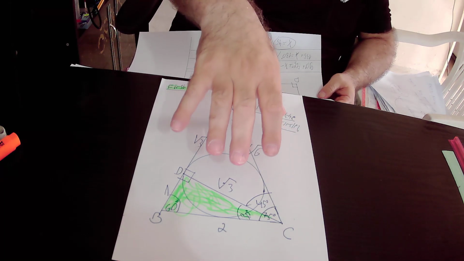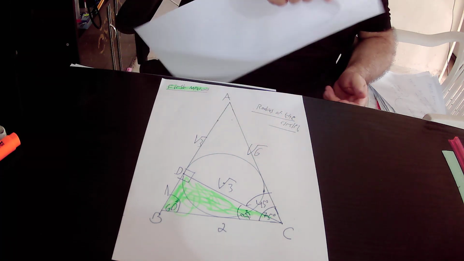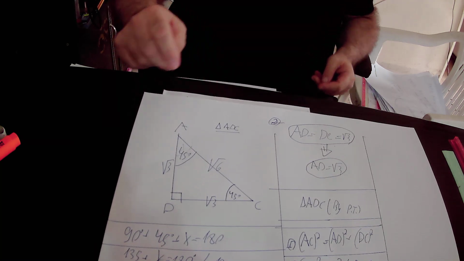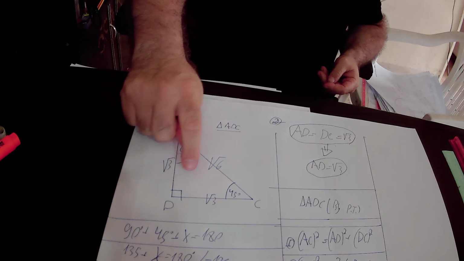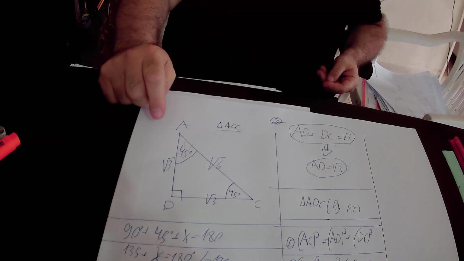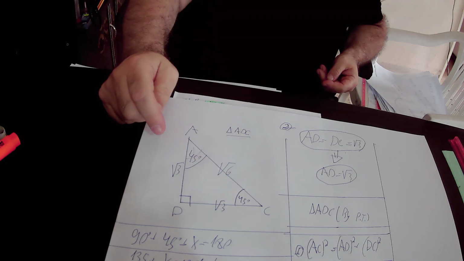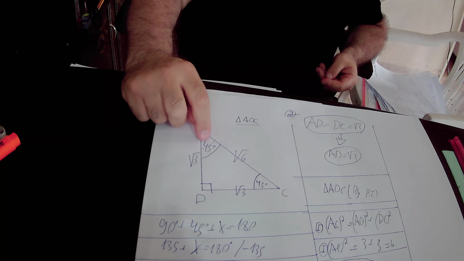In the next step I copied triangle ADC, right triangle ADC, in a new page, and we analyzed triangle ADC. This is the right triangle ADC that I copied from the original drawing. This angle equals 90 degrees, this angle equals 45 degrees. We have already found out that this equals square root of 3 units. And this is the missing angle.